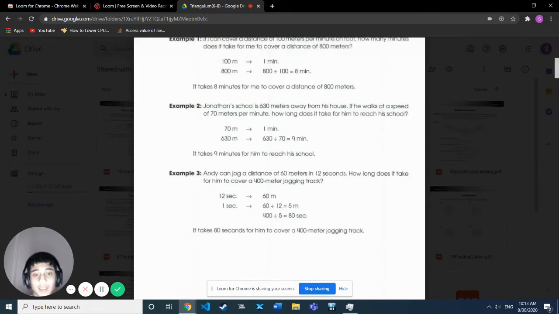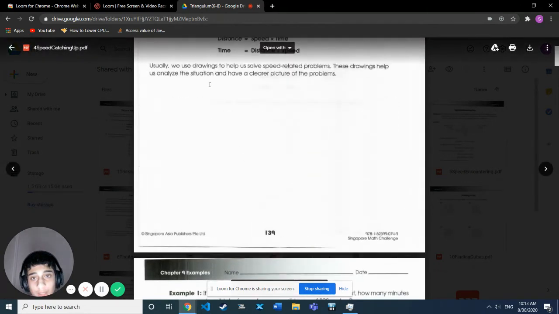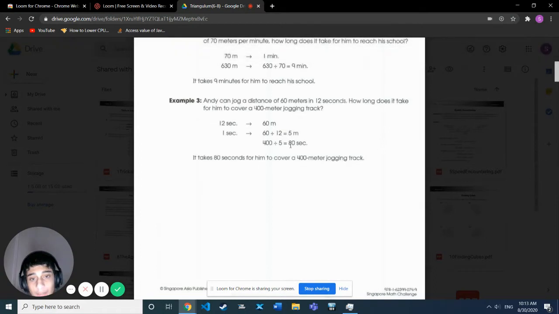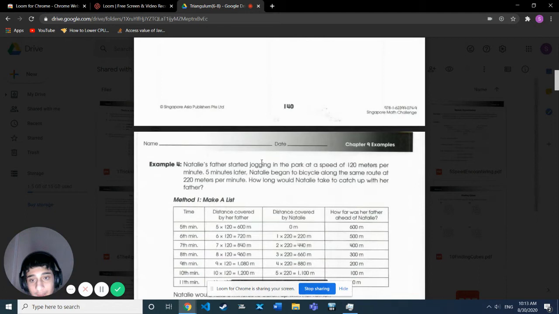Andy can jog a distance of 60 meters in 12 seconds. How long does it take for him to cover a 400-meter jogging track? Again, this is an example where you use the bottom formula, time equals distance divided by speed. Once you do the math, you get 400 divided by 5 equals 80 seconds.